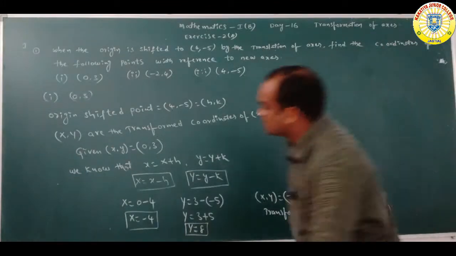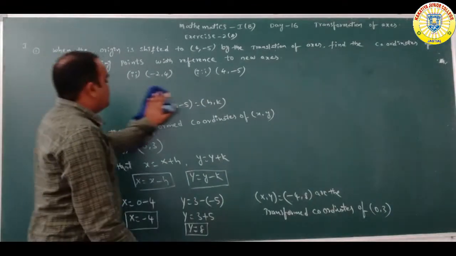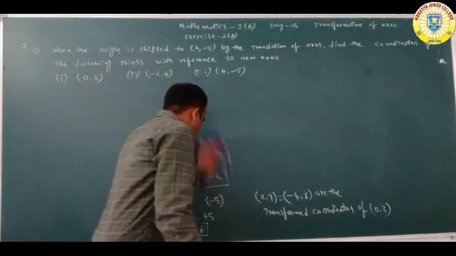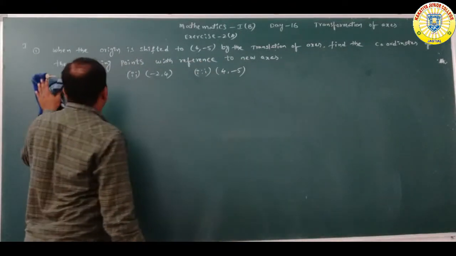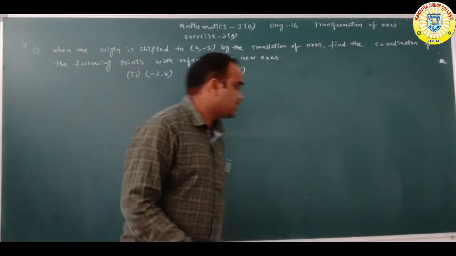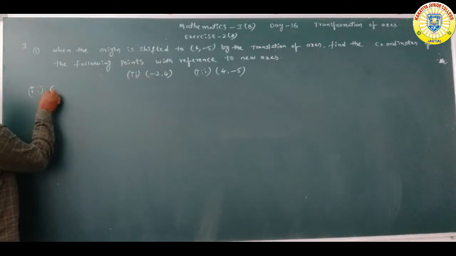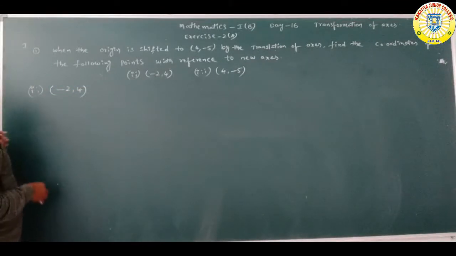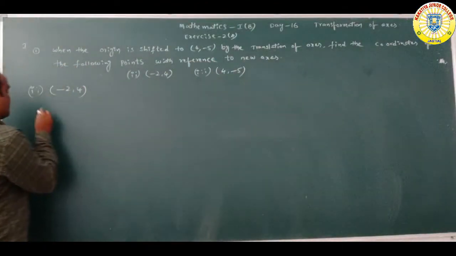Okay, see the next question, the second one. What is this? Same as before, so now we are discussing the second problem. What is the second question? Minus 2 comma 4. So same origin shifted point. What is that? 4 comma minus 5. So the first one is that one.